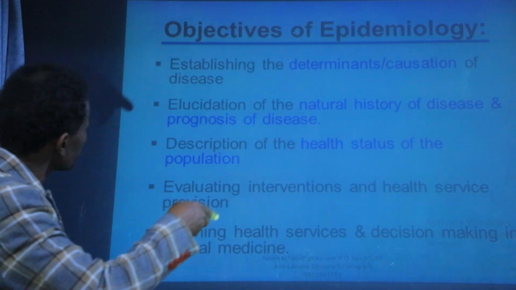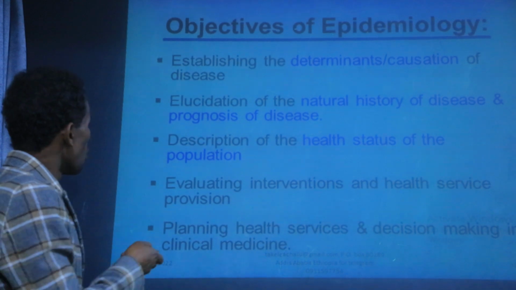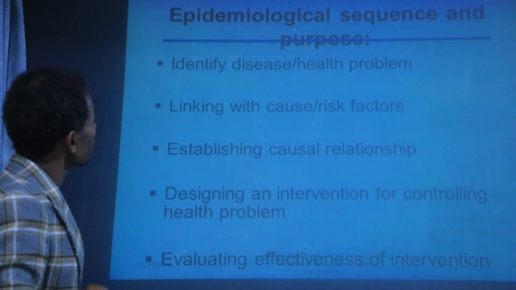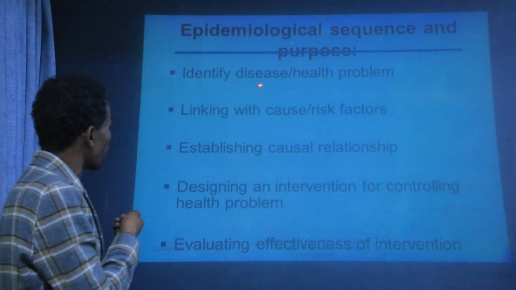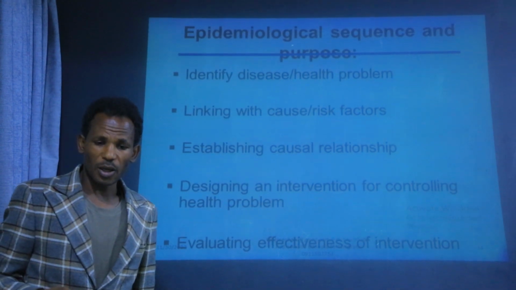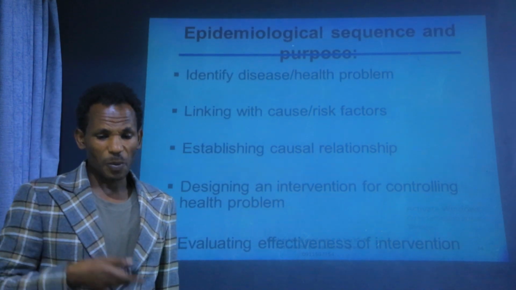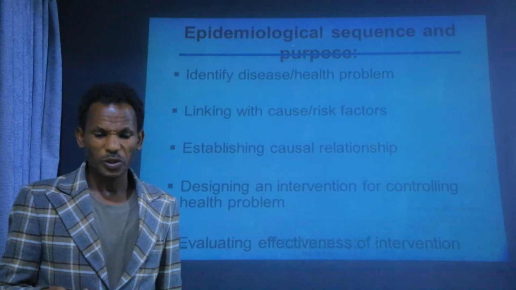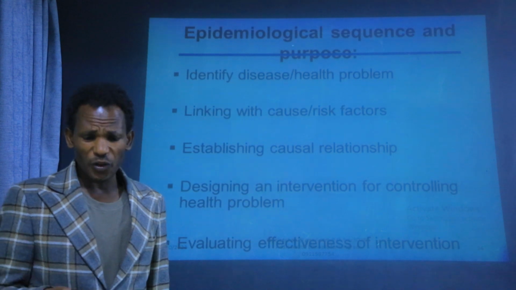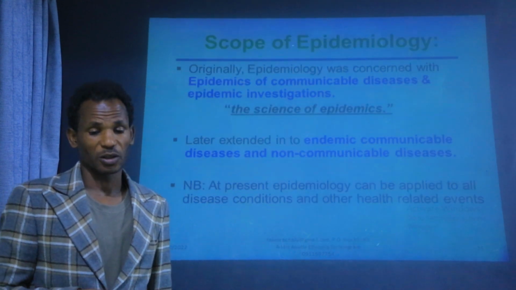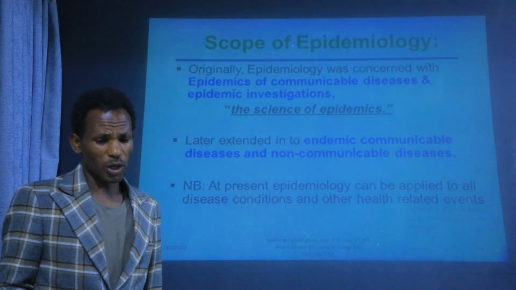So generally that covers the objective of epidemiology. The next one is the epidemiological sequence, and the purpose is, from the very beginning, to identify the diseases or health problems, link them with the cause and risk factors, and establish the causal relationship. Then design an intervention for controlling the health problem, and evaluate the effectiveness of the intervention. That is the epidemiological sequence.